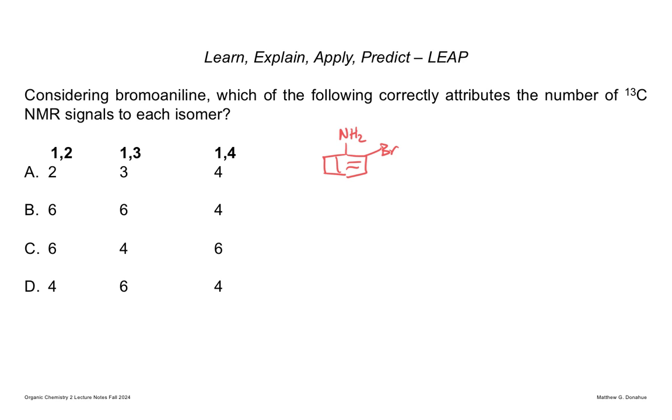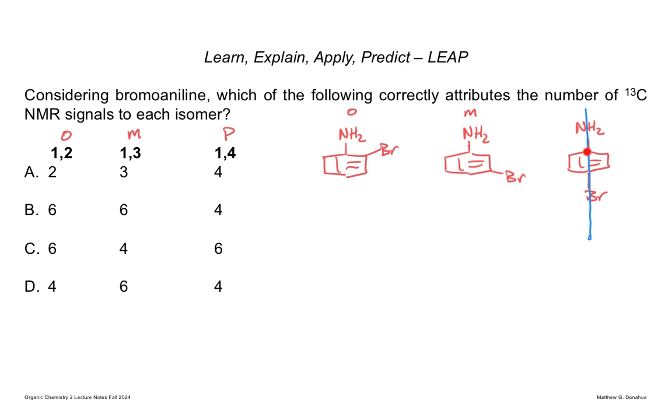Bromoaniline. And it's asking us for the ortho, the meta, and the para. So here's the ortho isomer. The meta, and the para. So the only one that has symmetry is the para, and so the mirror plane would be here. So let's do that one first.